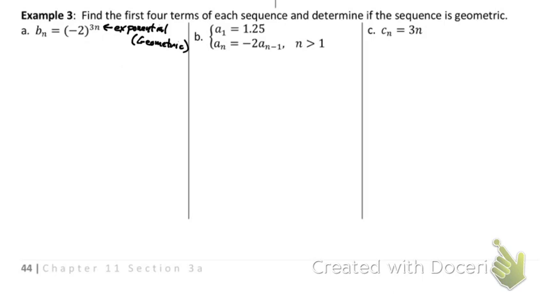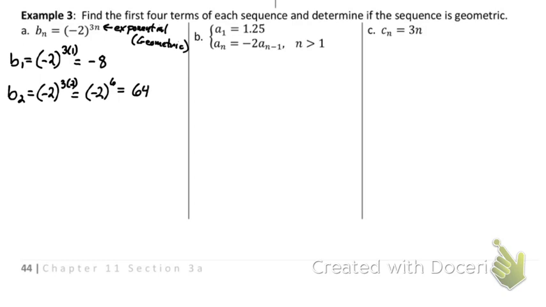So the first 4 terms: b sub 1 equals negative 2 to the 3 times 1. Well, that's negative 2 to the third. So that's negative 2 times negative 2, which is a positive 4, times a negative 2 is going to be a negative 8. My second term would be negative 2 to the 3 times 2, which equals negative 2 to the 6th. If we do not have our calculator out, we could do that. It would be negative 2 times negative 2 times negative 2 times negative 2 times negative 2 times negative 2, which would equal 64.